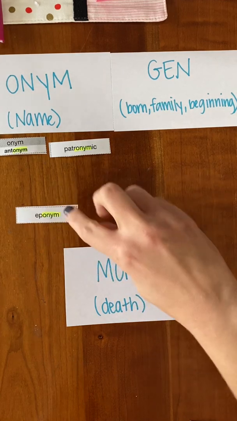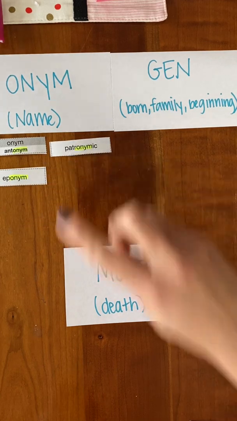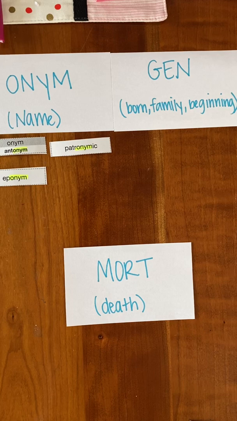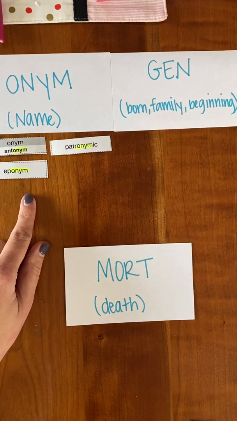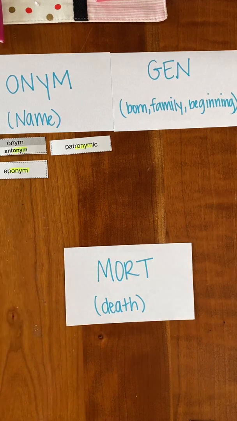We have the word eponym, which means something that's named after the person who founded it. So for example, Hoover Dam was named after a person named Hoover who discovered it. Disney World is named after Walt Disney who founded it, right? That would be an eponym. So something named after the person who founded it.